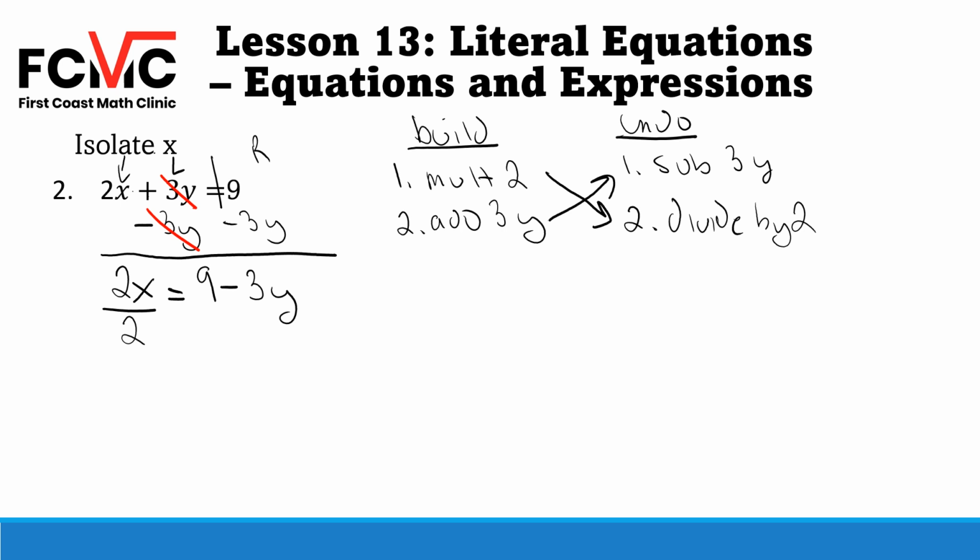So let's divide by 2 on the left and the right. 2's cancel out on the left. On the right, I'm going to break this up. So I've got 9 divided by 2 minus 3 divided by 2 times y. And we've got our literal equation, isolated for x, and moved everything that is not x from the left side to the right side. So this is going to be our answer. Let's get into a few more examples.